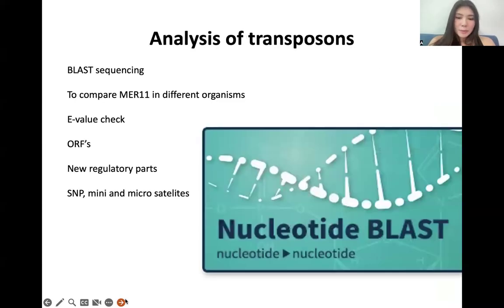I also considered which methods from the course could be applied to a similar study. For example, to compare MER11 subtypes across species or to find their orthologs and paralogs, BLAST could be used. These tools allow us to find similar sequences and evaluate their statistical significance using e-value. This directly relates to my new understanding of how to classify genetic elements in an evolutionary context.